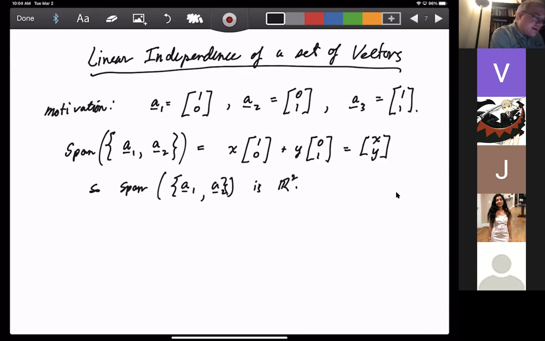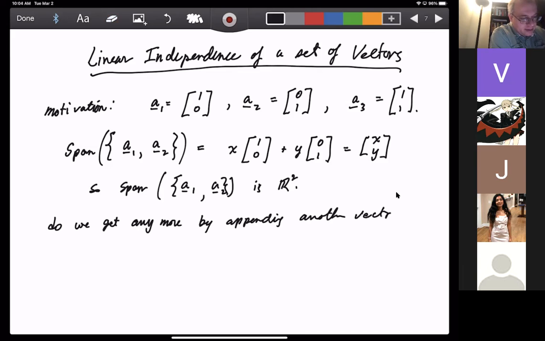Right, I can get any vector I want by taking linear combinations of those two vectors. So, do we get anything more by appending another vector to that? All right, so why wasn't A3 included in the span? It wasn't included because I first wanted to look at what I could get just out of A1 and A2. Okay.